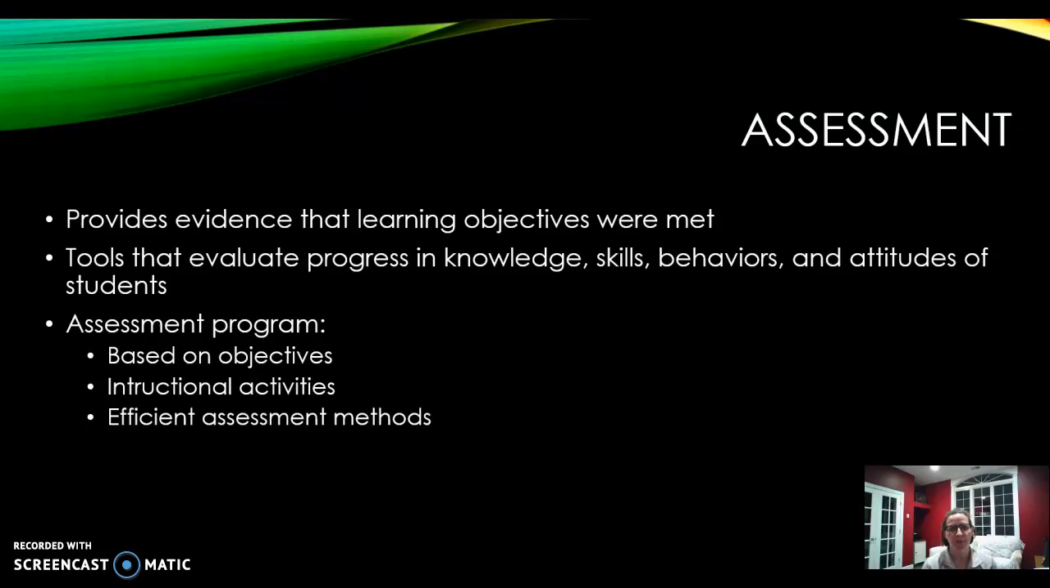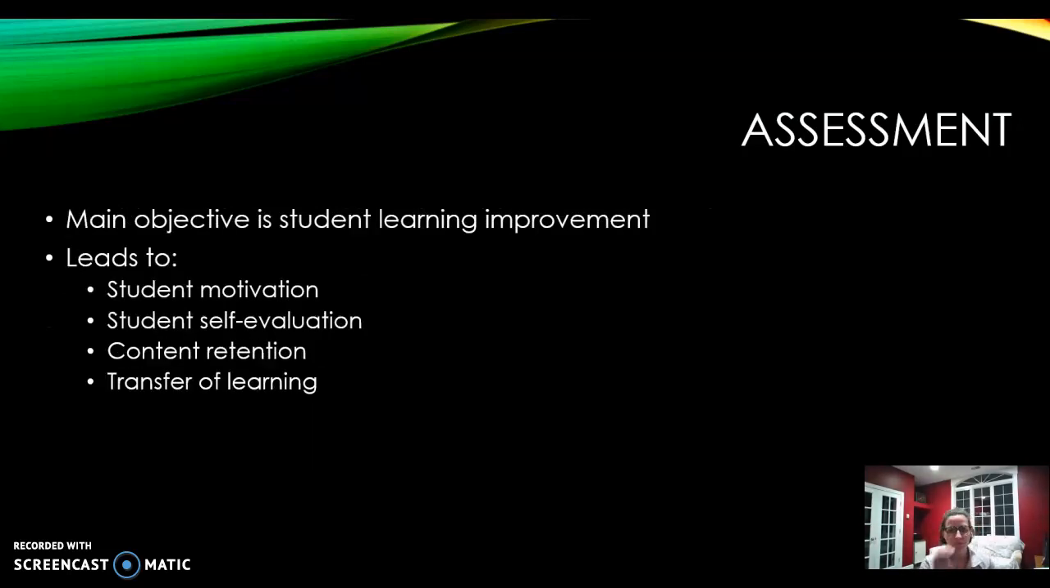A really good assessment program is based upon the learning objectives, the instructional activities that are provided to the students, and an efficient assessment method that's in place. The main objective for assessment is student learning improvement. When you focus on this main objective, it really leads to overall student motivation and self-evaluation. It helps with content and knowledge retention and the transfer of learning and knowledge from short-term to long-term memory.